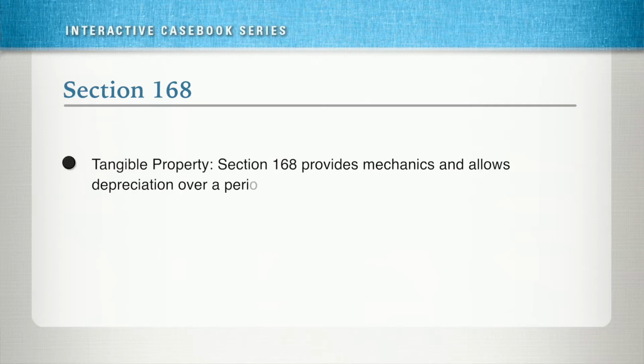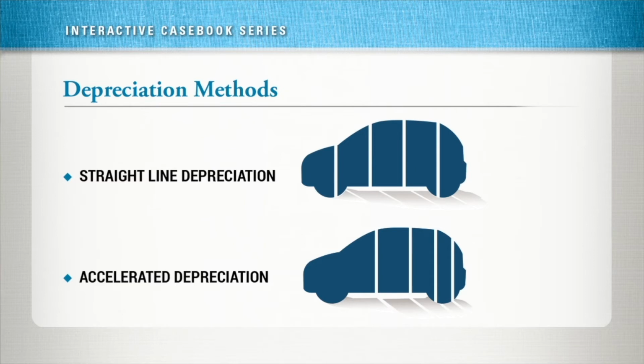For tangible property, Section 168 provides the mechanics for depreciation and allows the depreciation of an asset over a period of years. So for example, if a business purchases a delivery vehicle, the vehicle is not an immediate expense, but instead the cost of the vehicle is depreciated over a number of years. In our example, 5 years. There are two types of depreciation methods. Straight line depreciation, where you depreciate ratably over the recovery period, and accelerated depreciation, which allows you to take more depreciation in earlier years.